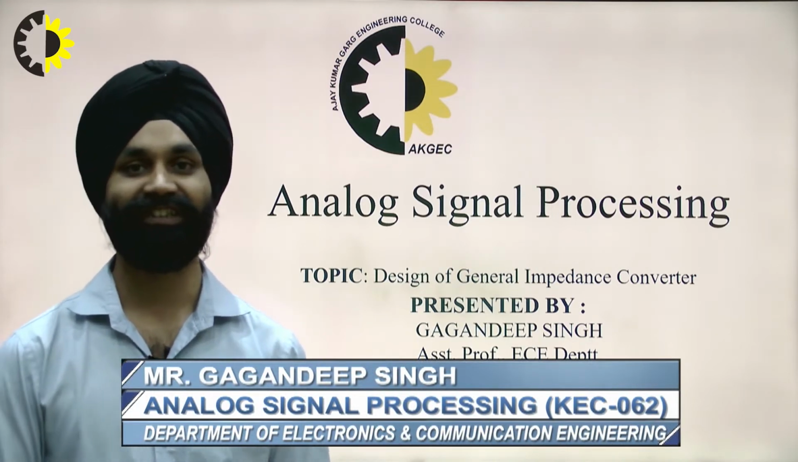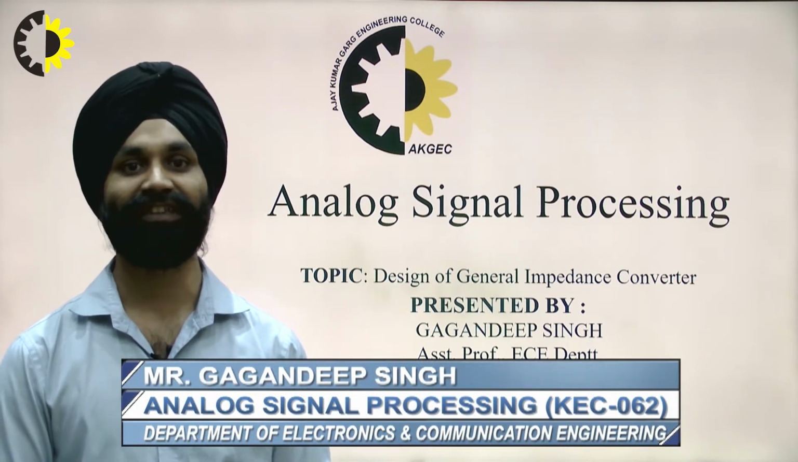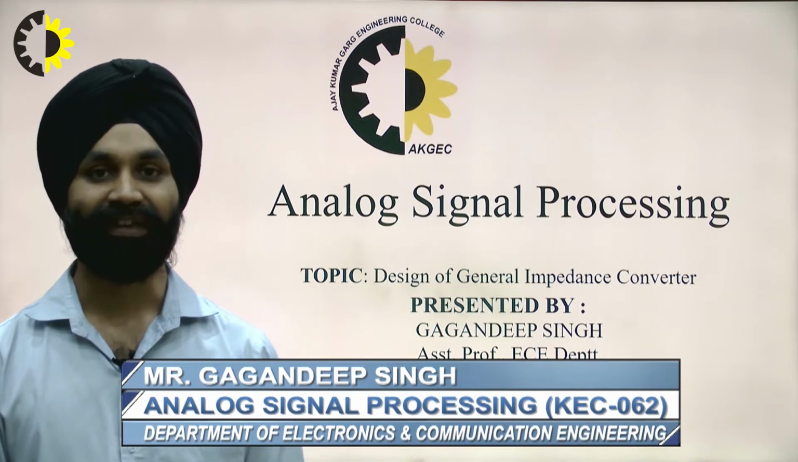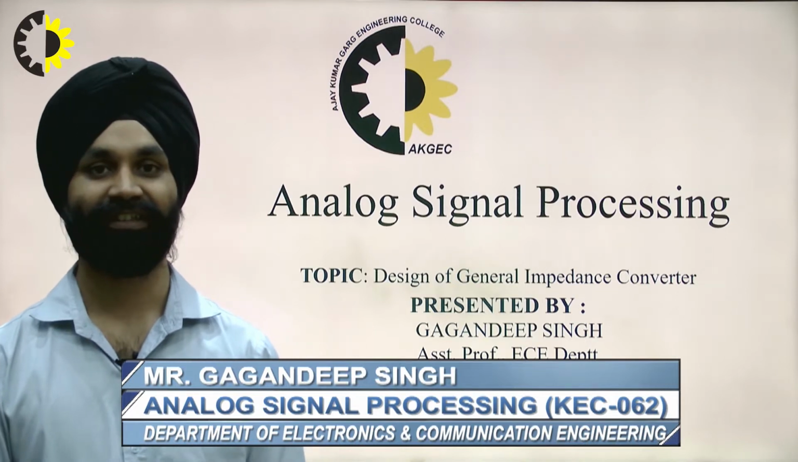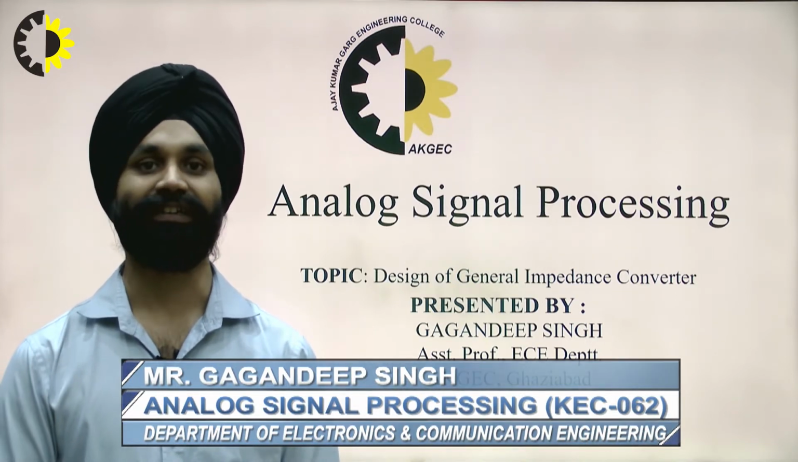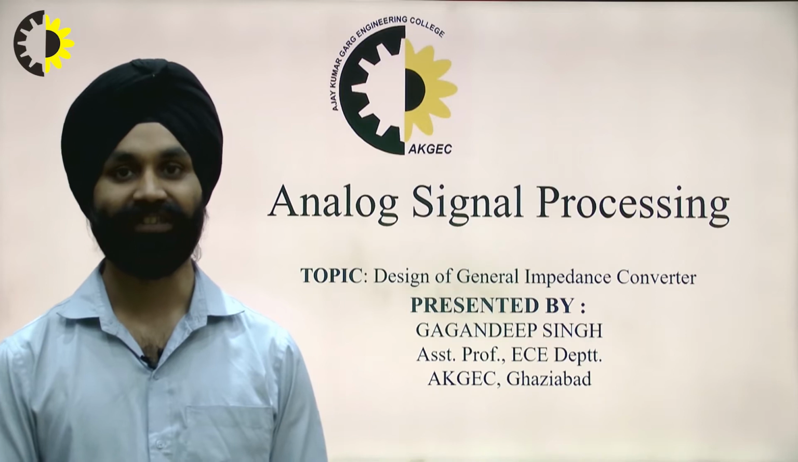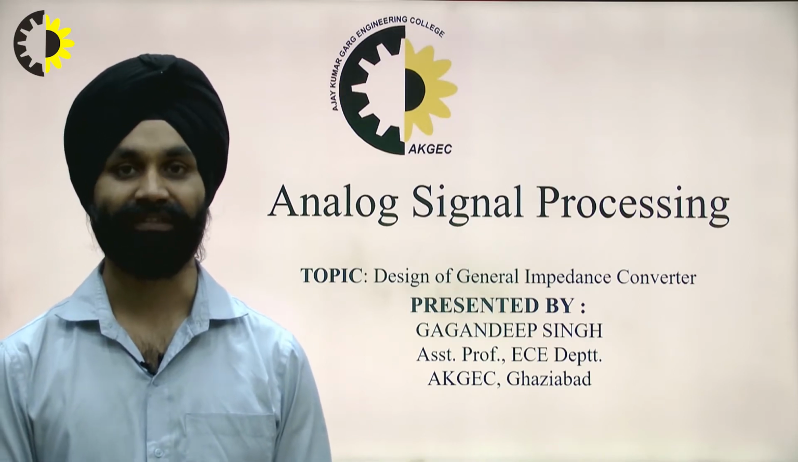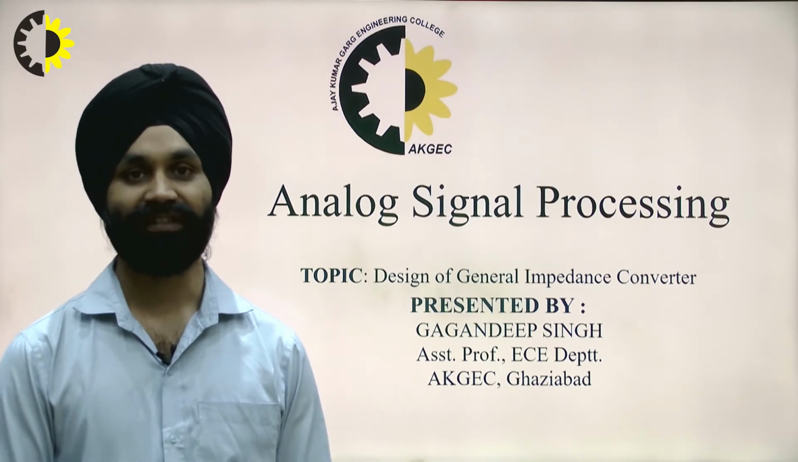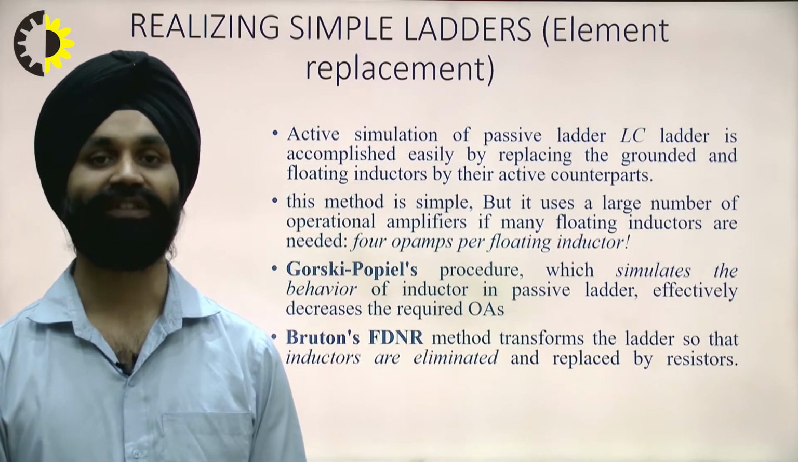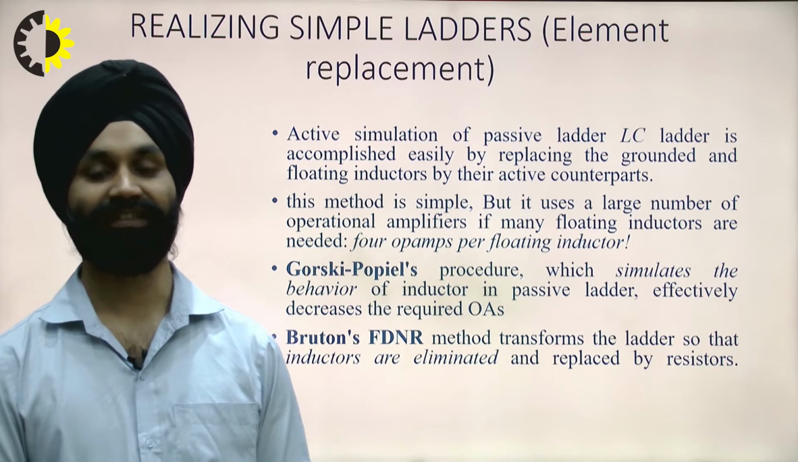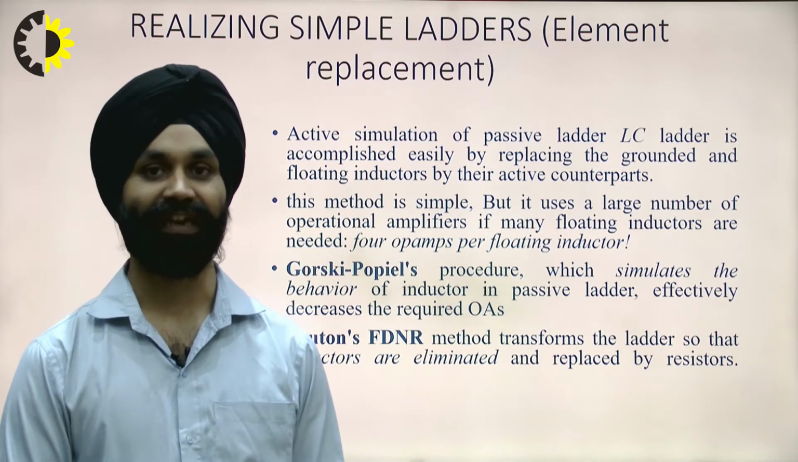This is a lecture series on analog signal processing, and we are discussing the topic design of GICs, that is, general impedance converters, where we convert L circuits to the generalized impedance. In the last lecture, we discussed the implementation of these GICs in ladder circuits.